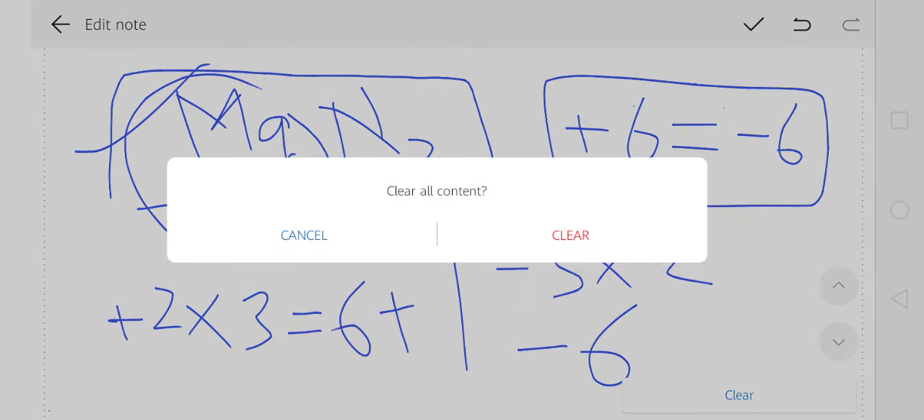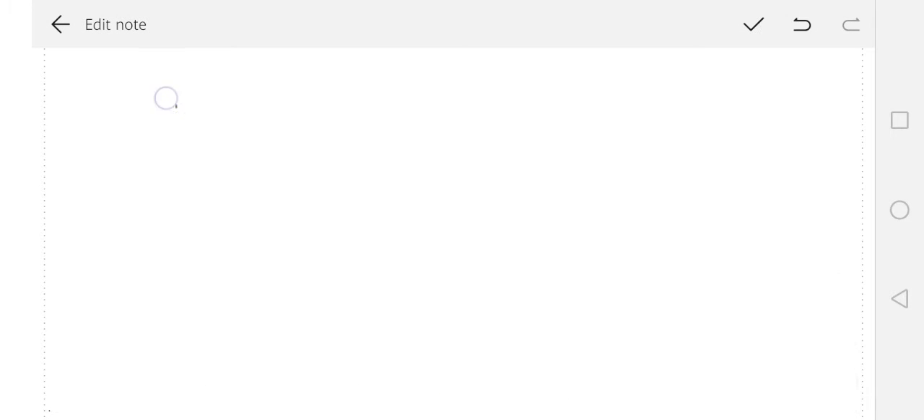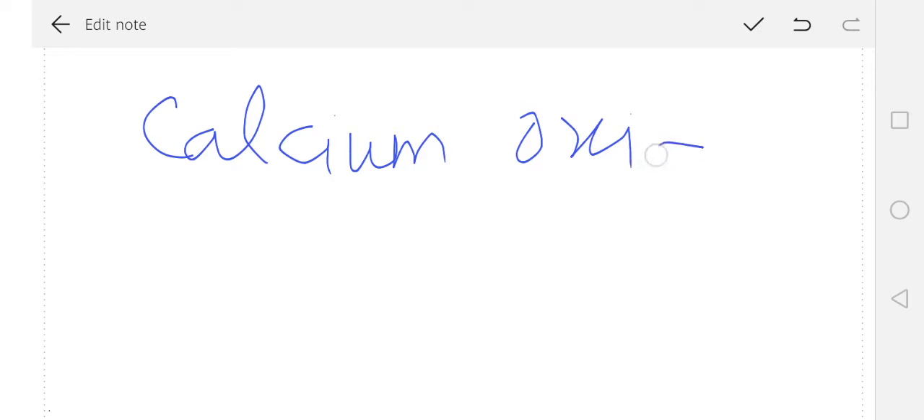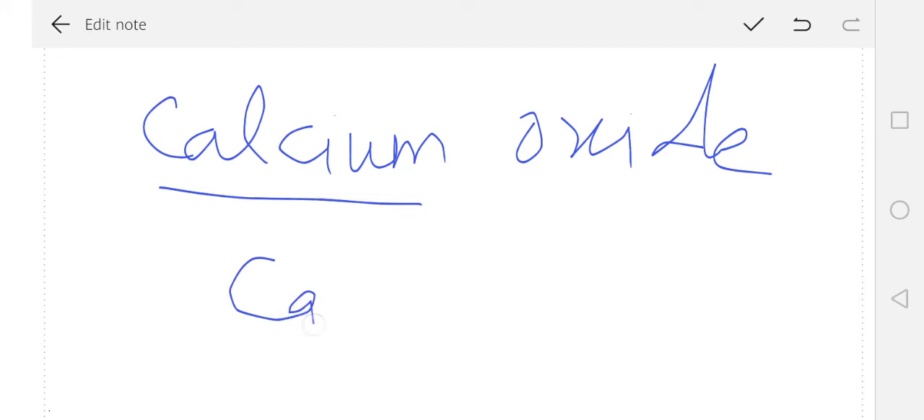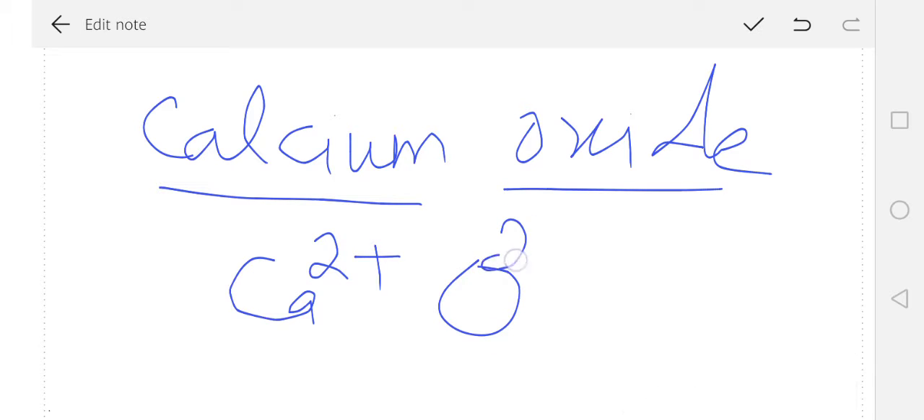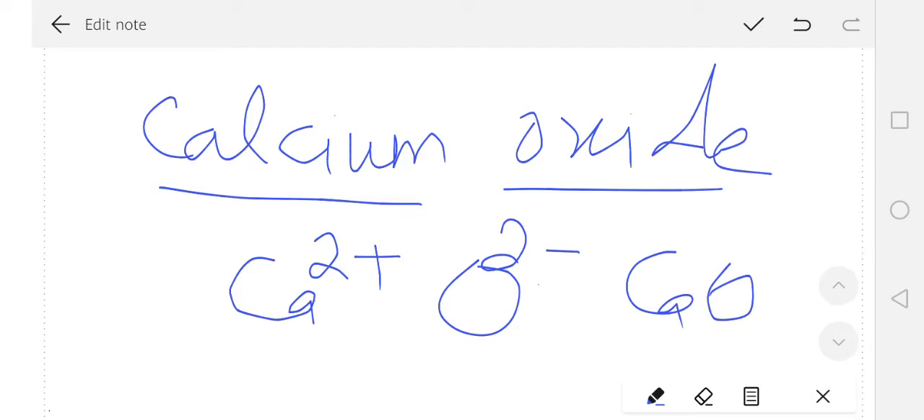So let's take another example. You are supposed to write the formula of calcium oxide. Now in the case of calcium, it belongs to the second group. It has 2 plus charge. Oxygen belongs to the 6th group. It has 2 minus charge. If the charges are the same, they simply cancel out. If both positive and negative charges are the same, there is no need to write any charge. Because the positive and negative charges are already equal, no need to balance them. You simply write CaO, calcium oxide.